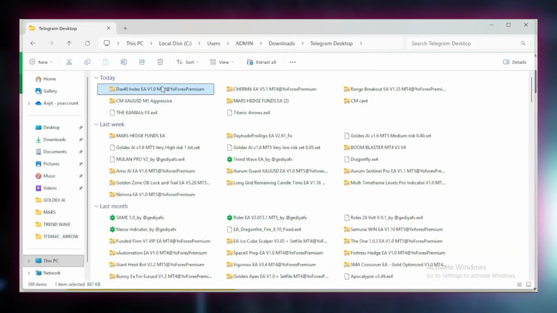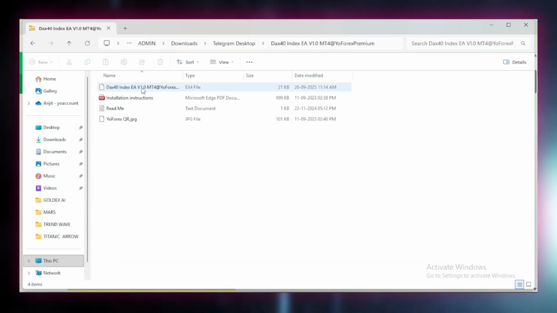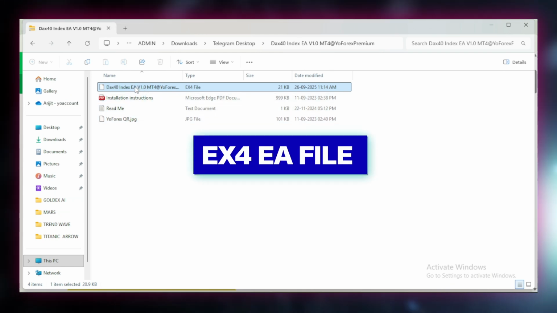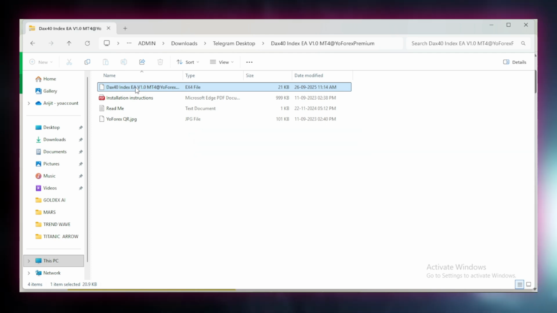After downloading the EA, open the folder and you'll find the EX4 file, installation guide, and README file. Copy the EX4 file into your MetaTrader 4 experts directory, restart your terminal, and attach it to the DAX chart on the M5 time frame.